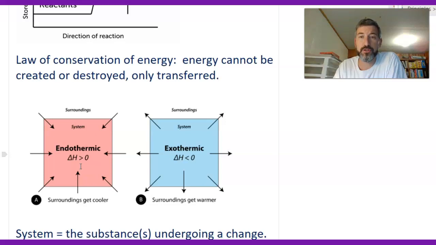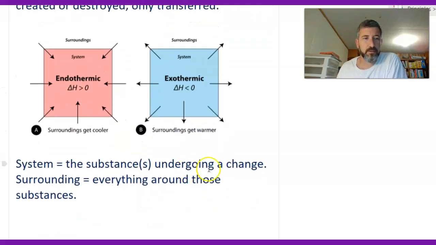So there's no net loss in energy. It's just converted from chemical energy, like what you have in wood, to heat energy as you heat up the surroundings as that wood burns. So you have the system, the substance or substances that's undergoing a change, and then you have the surroundings, which is basically everything else, everything in the immediate vicinity, at least, of those surroundings.